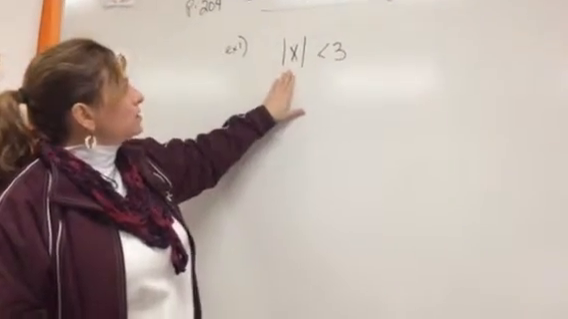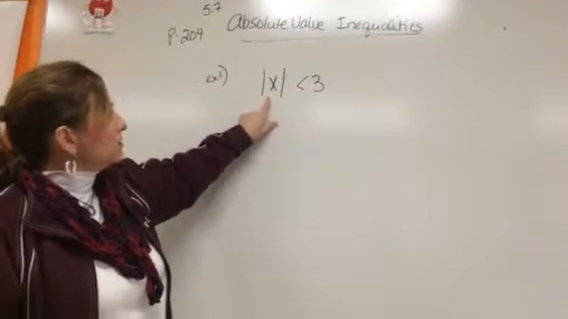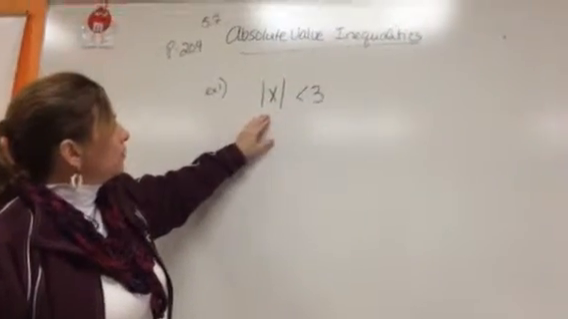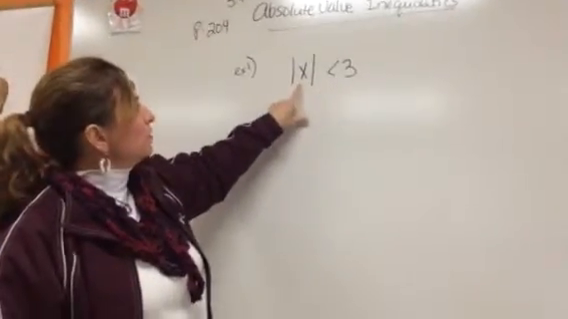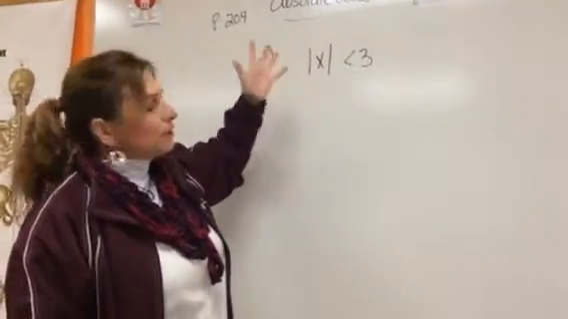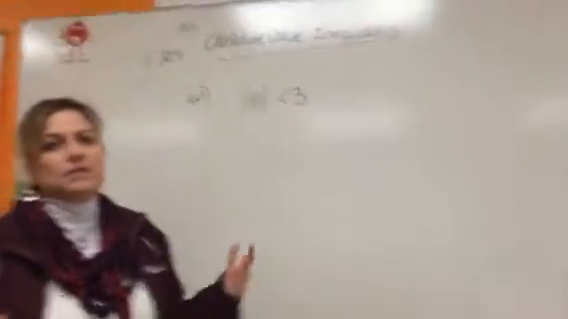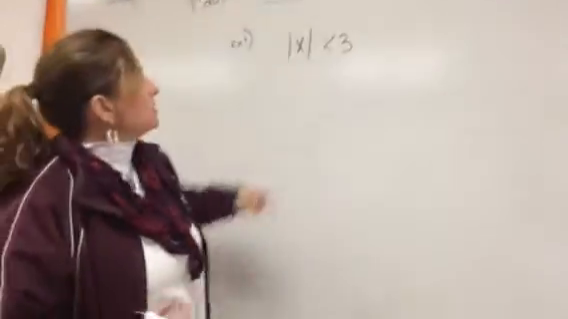We could put in numbers like 2, 1. 2 would work. The absolute value of 2 is 2. 2 is less than 3. 1 would work. What about negative 1? The absolute value of negative 1 is 1, and 1 is less than 3. So there are several types of numbers that are going to work. So we have to take both situations into account. So if x is positive and if x is negative.